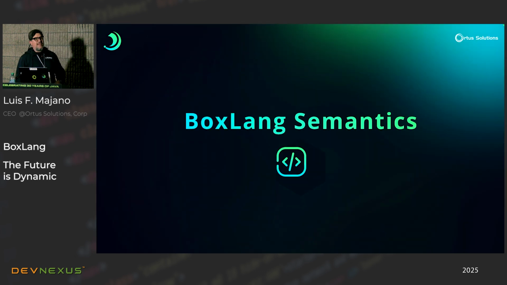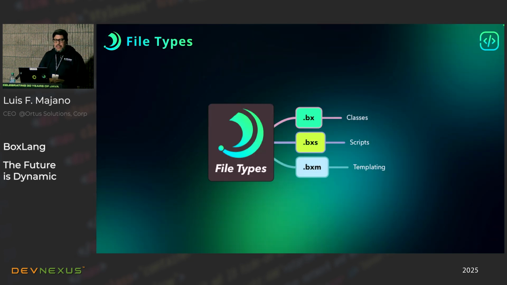With all that, that basically takes us to a few semantics. Now, the majority of languages nowadays are all kind of similar, so I'm only going to discuss a few things that are different. The majority of things are always similar in every language. We have three types of executions in BoxLang. We have the ability to do classes, like in Java, but we also have the ability to do scripts, which are BXS files, and we can also do native templating for building UIs, and that's using a BXM file. So we have those three files supported.